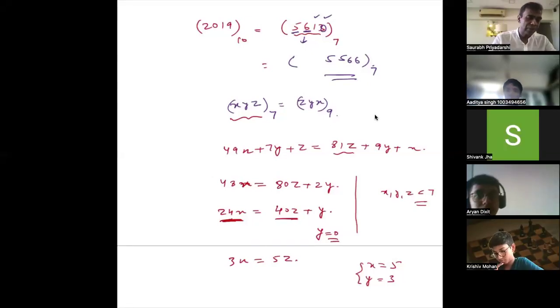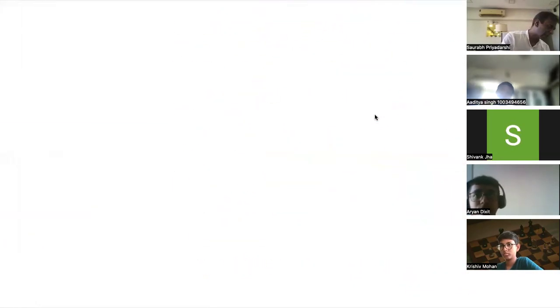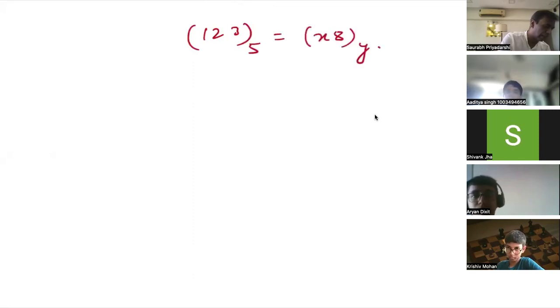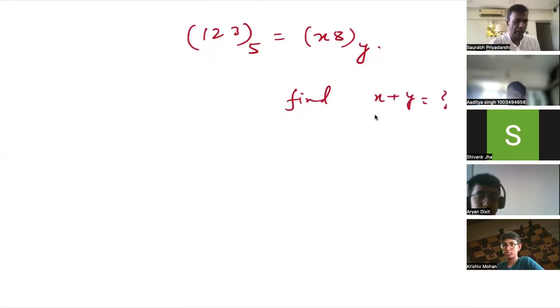So these are simple questions, right? Just we have to go for the calculation, the basic calculation, that's it. Right? One more simple question I'm just giving: 123 base 5 is equal to x8 in base y. Find possible values of x plus y. This is simple, right? This should be done by everyone without fail. Possible values of x plus y.